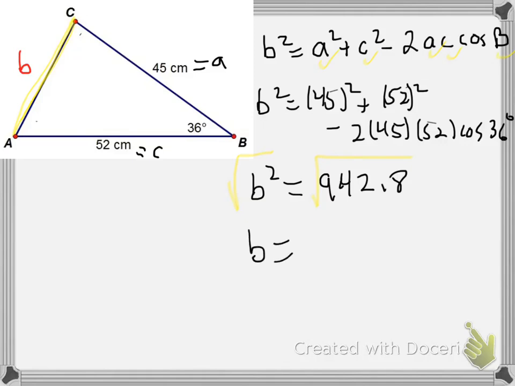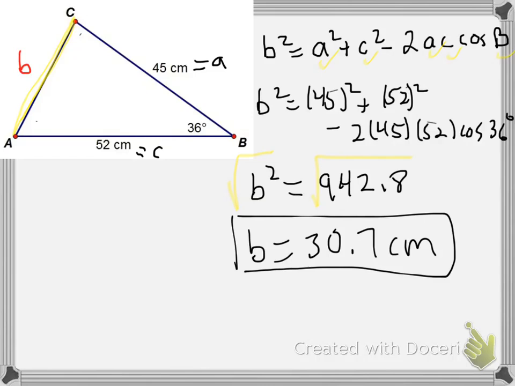b is approximately 30.7 centimeters. And that's reasonable given the rest of the triangle. And the 36 degree angle is probably the smallest angle in there, so that makes sense that 30 is the smallest side.